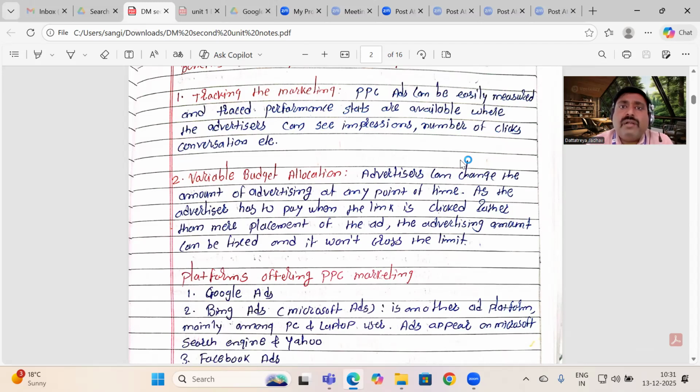The selling of our product is also a parameter of concern. It can be changed at any stage depending upon the need. As the advertiser has to pay when the ad is clicked, rather than for the placement of the ad, the advertiser's amount can be fixed, and it will not cross the limits.